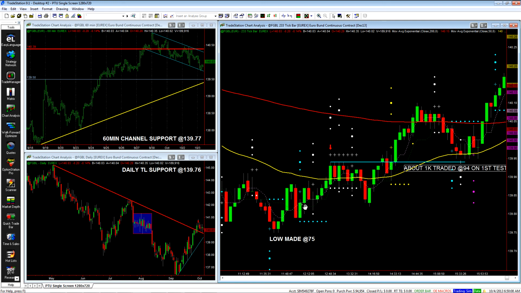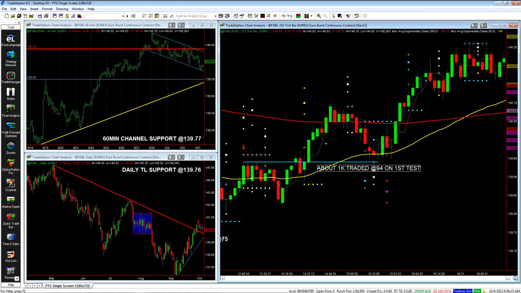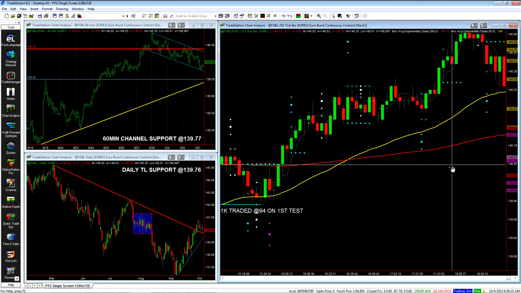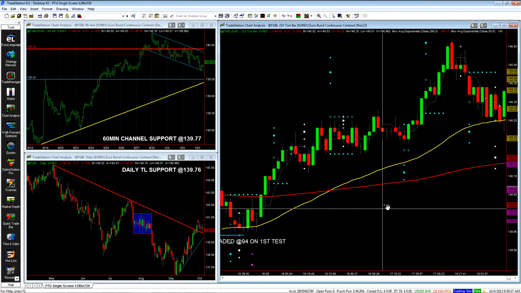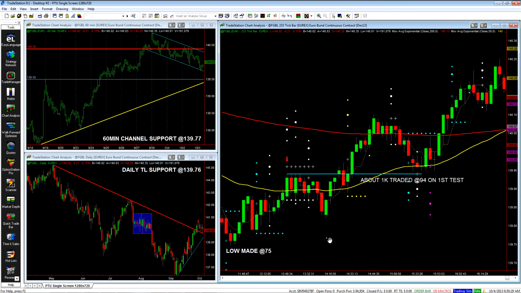and it makes a lot of sense based on the context that the market is showing you from what it's doing on a daily and a 60-minute. And you can see subsequent to that, the market really just went up and up and up. So that was an example of context and trading the Bund.